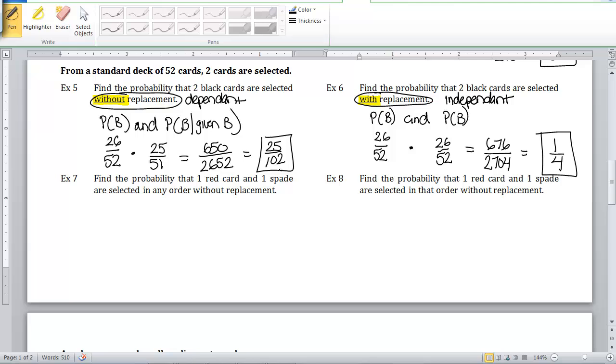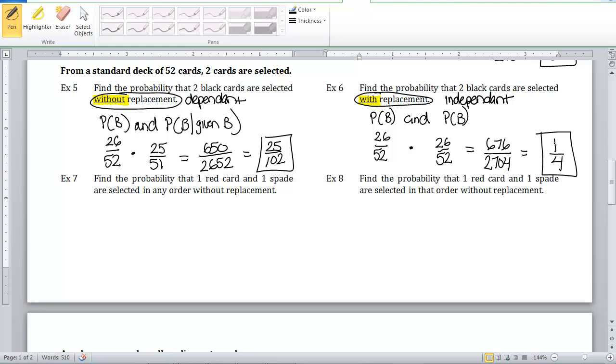In example 6, since we are going to replace the first card before drawing the second, these are now independent. The first time I draw a black card, there are 26 black out of a total of 52. And the second time, there are 26 black out of a total of 52. That multiplies out and simplifies to 1 over 4. Let's now take a look at example 7.